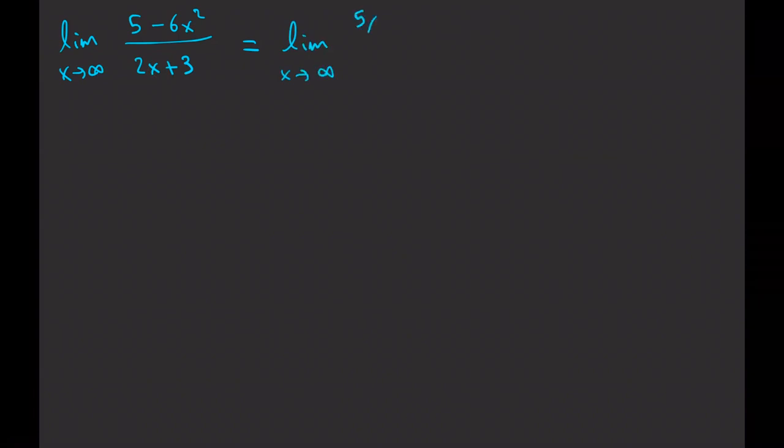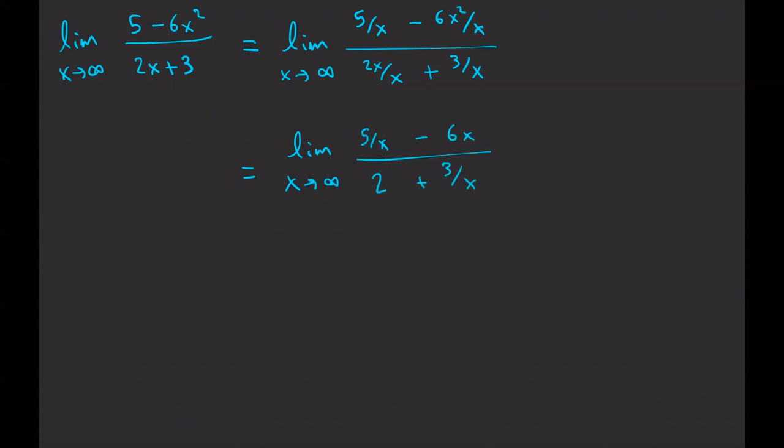in the denominator. Get my 5 over x, my 6x squared over x, I get a 2x over x, and I get a 3 over x. I can then simplify. Some x's cancel nicely. That's good. We get 6x. I get a 2. And I get my 3 over x.